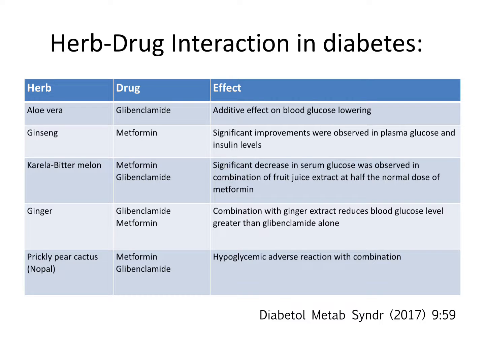For example, aloe vera and glibenclamide have a drug interaction, with an additive effect on blood glucose lowering. That means the glibenclamide effect, or the antidiabetic effect, will be enhanced. So there will be an increase in the blood glucose lowering effect. Similarly, ginger also has a drug interaction with glibenclamide and metformin, because the combination with ginger extract reduces the blood glucose level more than glibenclamide alone.